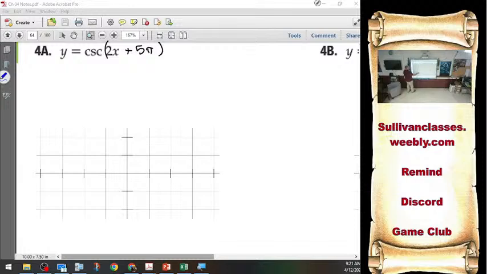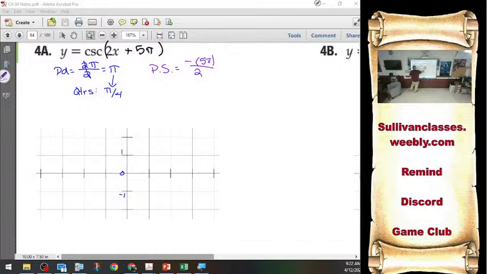My baloney has a first name. I got 0, 1, -1. Midline is still 0. Amplitude is still 1. That hasn't changed. Period, 2 pi over b. B is only 2. Womp. So my quarter marks, pi over 4. Phase shift, -c over b, -5 pi over 2.